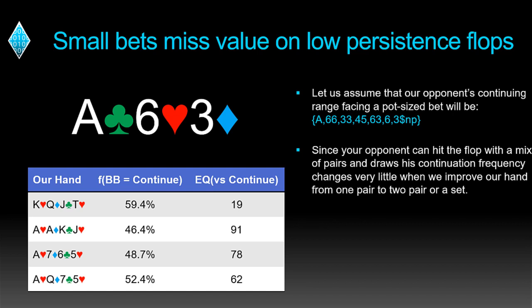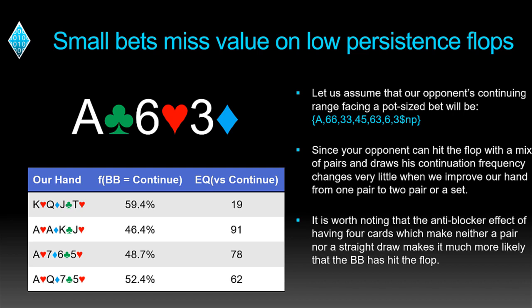And notice that the equity versus the continuing range for these value hands, the top set of course is at 91%, the top two pair with the gut shot is at 78%, so these are both huge, and even the ace queen 6-5, we've still got a 62% equity edge, which means that we're usually going to be able to bet the turn for value using a fairly large sizing as well.